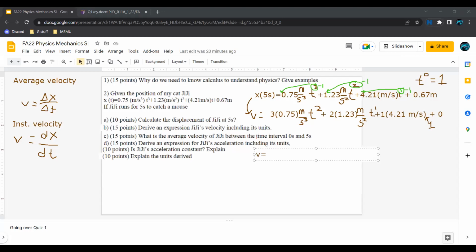Two. 2.25. Some space for the meters in t squared.